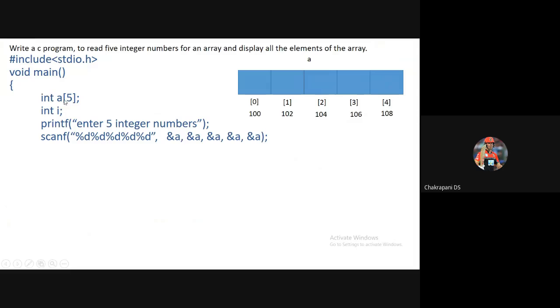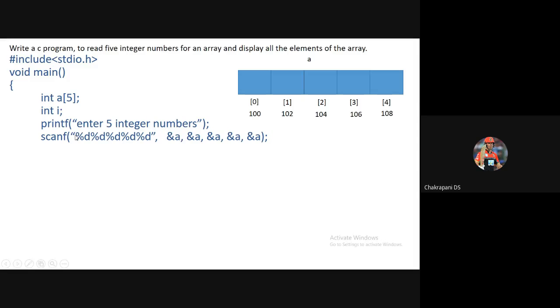Just observe, int a of 5: memory blocks are created, integer memory blocks with index values and addresses. Int i, you know why we need this variable, because of index values. Instead of writing a of 5 is equal to some values here, I'm going to write a printf statement, enter 5 integer numbers. This will be displayed on the output screen. So the user will enter 5 integer numbers.